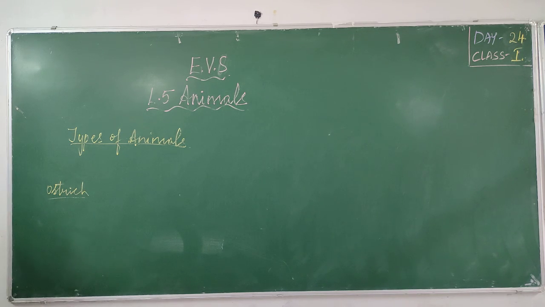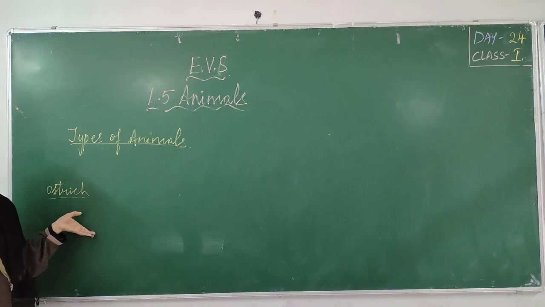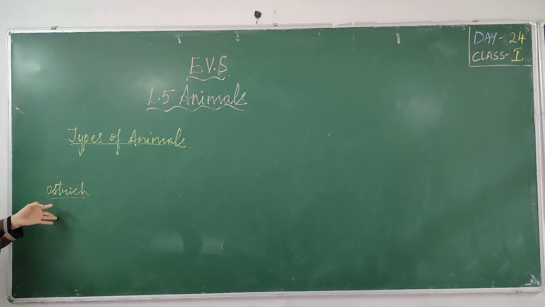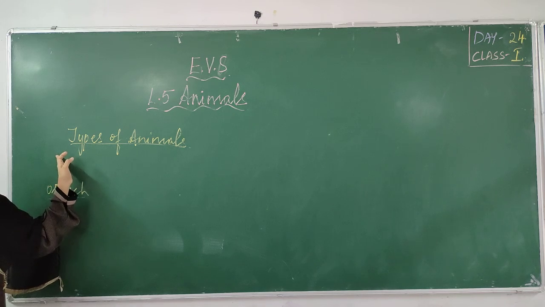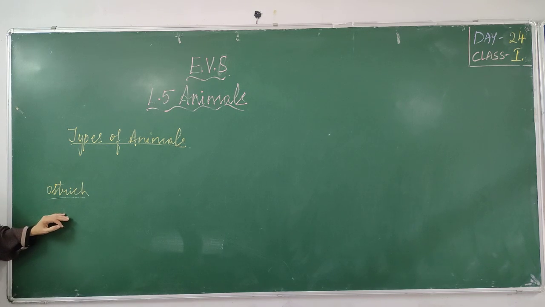Now coming to some small birds like crow, parrot, sparrow. They too have 2 wings and 2 legs, but they are very light in weight, so they are able to fly. Birds have a beak. They eat with the help of the beak, whereas animals have teeth to chew their food.